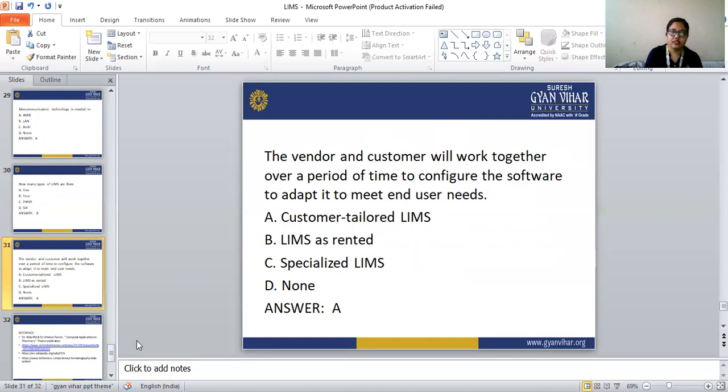So this is the reference, and these are all about LIMS, Laboratory Information Management System.